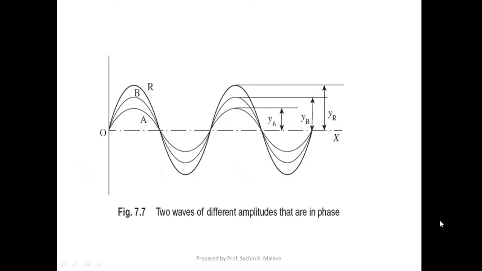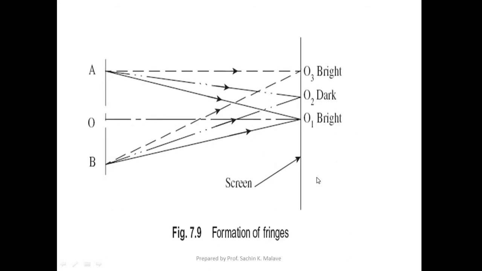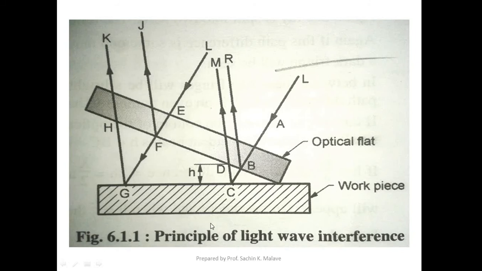Before that we saw what will happen when two waves are in phase, that is constructive interference. When two waves are out of phase by 180 degrees, that is called destructive interference. We've seen how the fringes are formed, how the formation of fringes takes place. Then we saw again the principle of light wave interference.